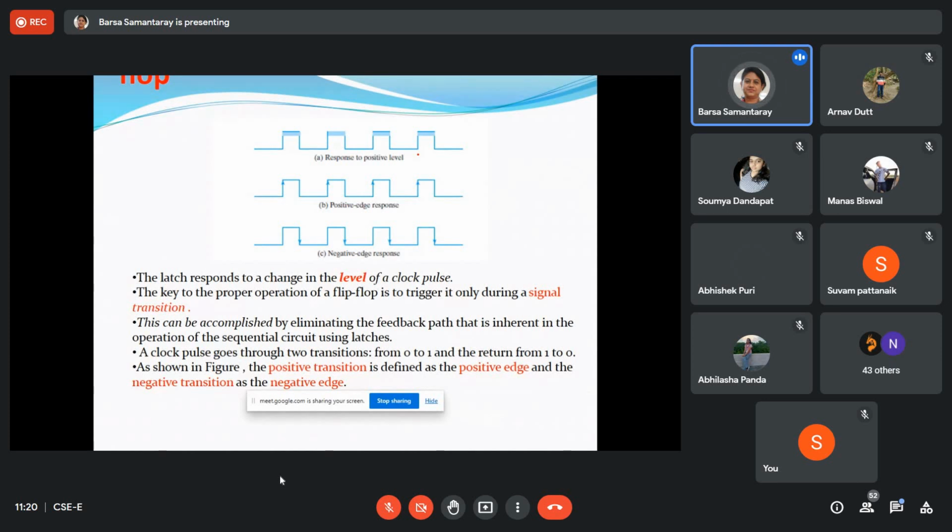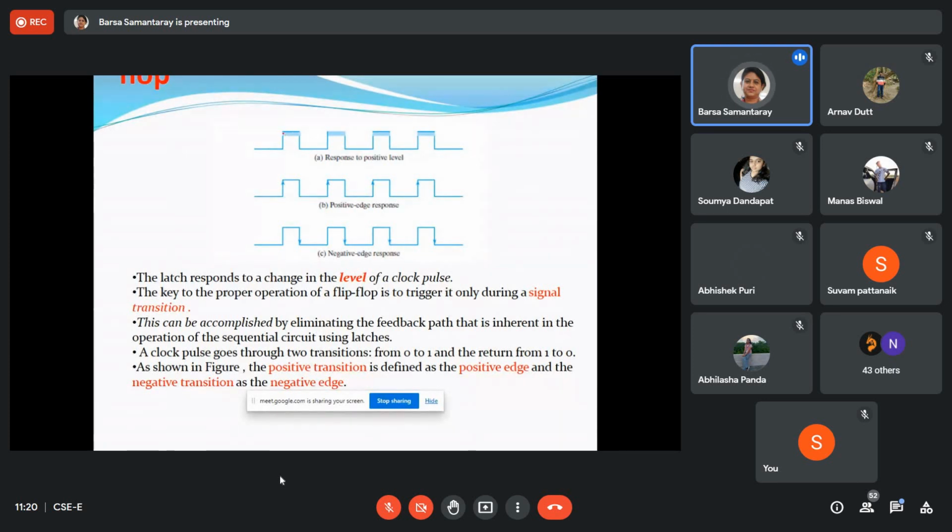So triggering means when it is applied, it will work, it will trigger the circuit. So level triggering means there are positive levels. When the clock pulse is continuously changing, positive, negative, like this.